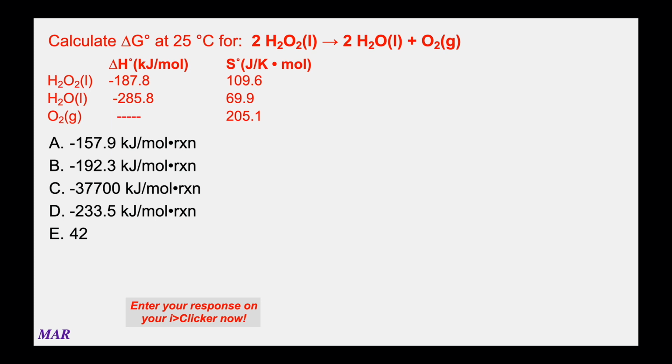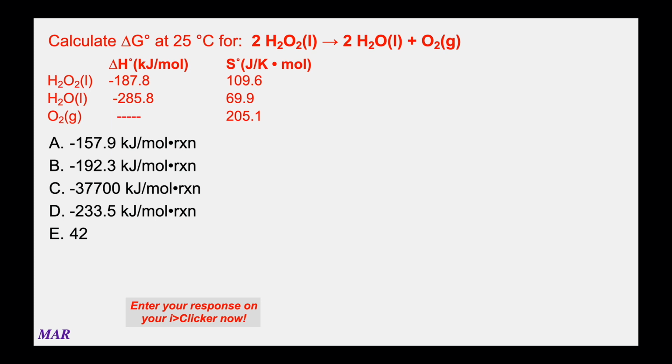Okay, I'm assuming you've had a chance to work on this problem and you want to dig into it, so let's do it. Like I said, this is a three-step process. First, find the delta H of the reaction: the delta H of the products, water and oxygen, minus the delta H of the reactants, hydrogen peroxide. The second step is to do the same thing for entropy: take the entropy of the products, water and oxygen, and subtract the entropy of the hydrogen peroxide, and that gives you the delta S of the reaction.